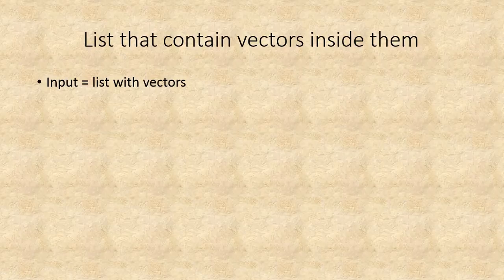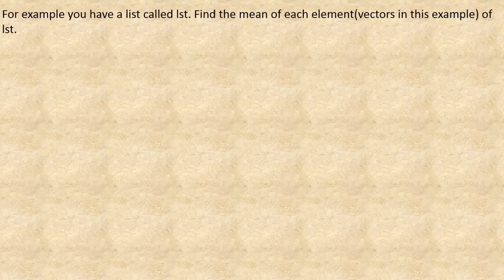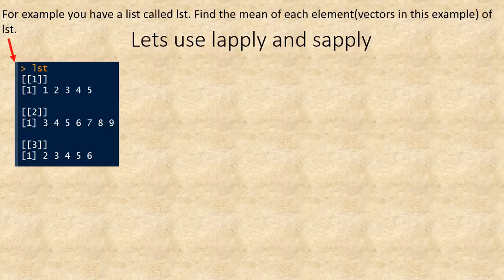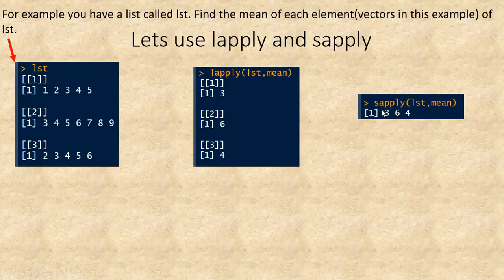Now let's first take a list that contains vectors inside it. For example, this is a list, lst. It contains 3 elements, each of them is a vector itself. If you use the lapply function and you want to find out the mean, then you will have to use this syntax and the output will be in the form of a list. However, if you use the sapply function, the output will be in the form of a vector.